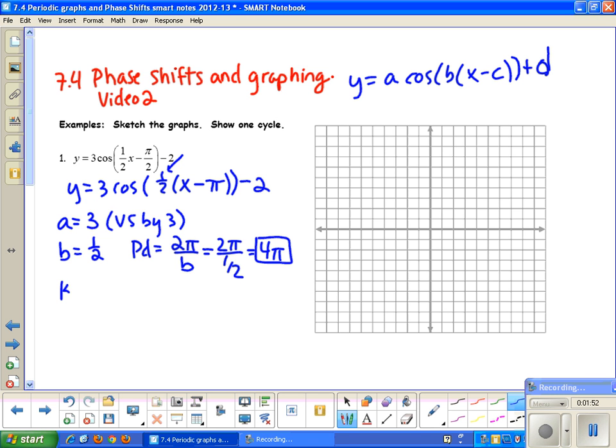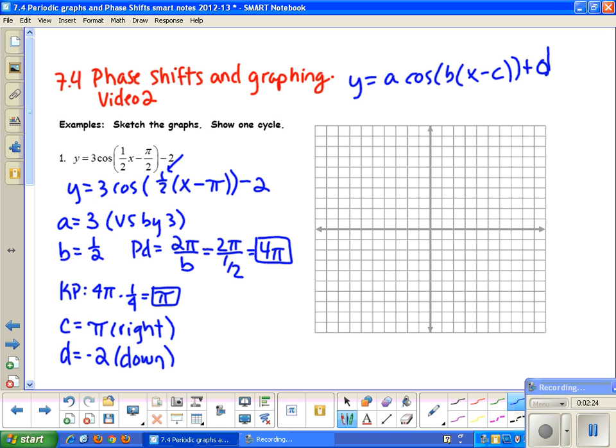Then that helps me get my key points, because you take your new period and divide it into 4 equal parts, or multiply it by a fourth. So 4 pi times 1/4 gives me pi. My phase shift, my c value in this case, is going to be moving my graph to the right pi, so plus pi. And I know that my d value in this case is -2, so that means we're moving down 2.